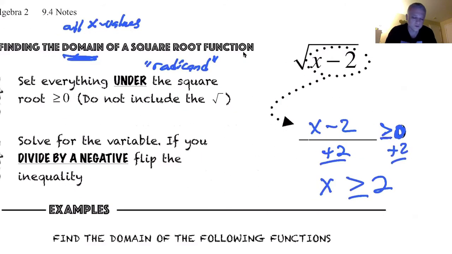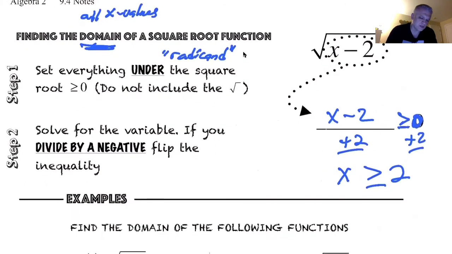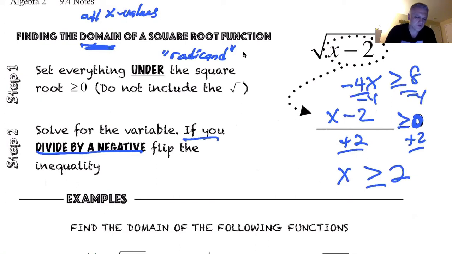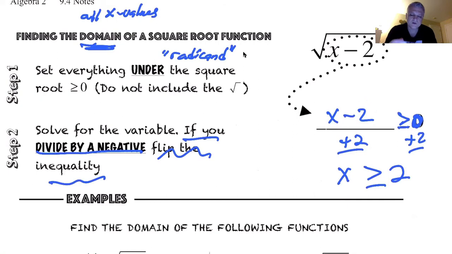Now, just a word to the wise: if you divide by a negative, like if this were negative 4x is greater than or equal to 8, and we divided by negative 4, please remember you're going to switch the inequality arrow. The arrow is pointing to the right, and when you divide by a negative, switch it so that it points to the left. Keep your x on the left side, and you should be in dandy shape.